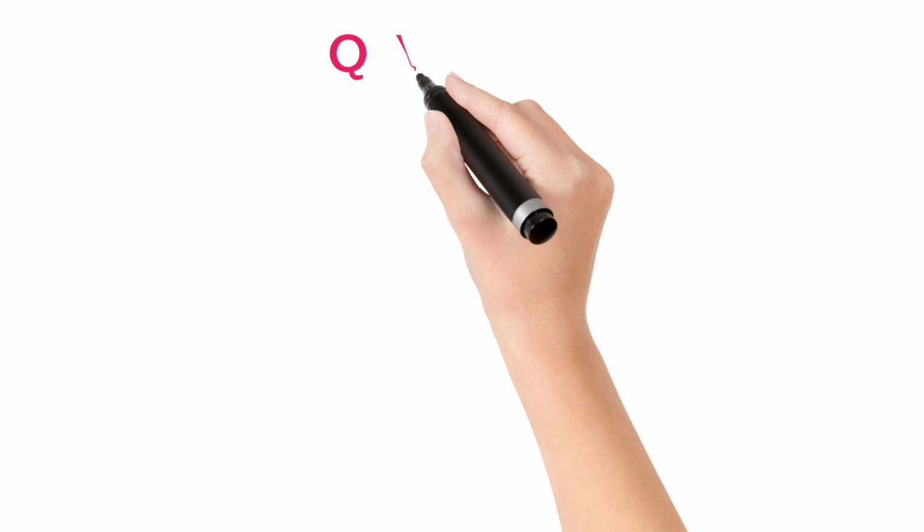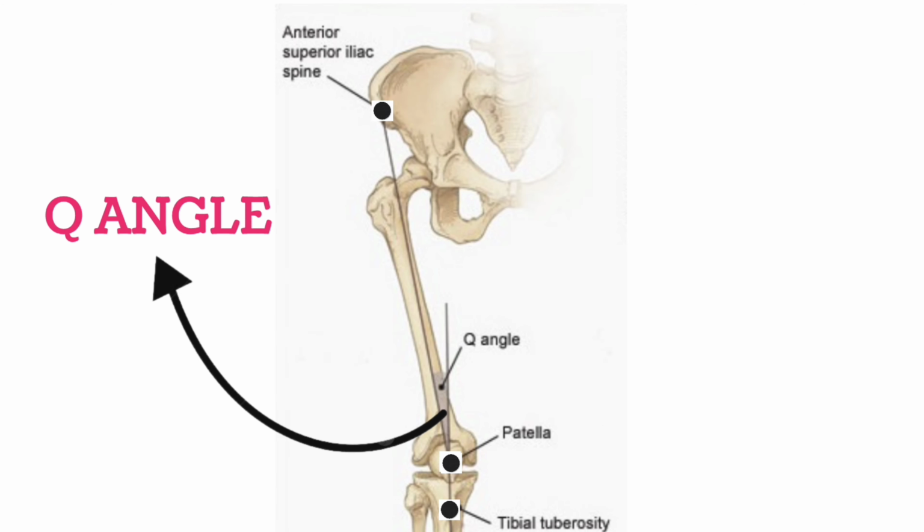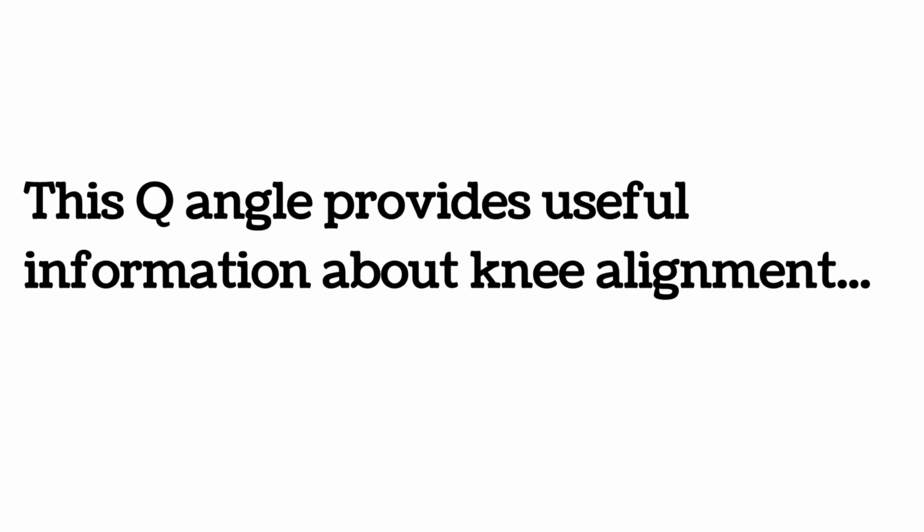Today we are going to learn about Q angle. So, what is Q angle? When you draw a line from ASIS to the center of the patella and a second line from the center of the patella to the tibial tubercle, the angle formed by these two lines is called the Q angle. This Q angle provides useful information about knee alignment that we will discuss later in this video.